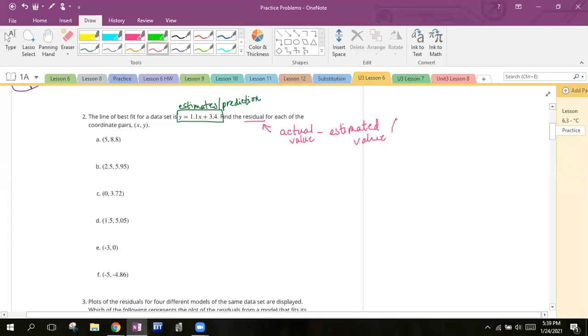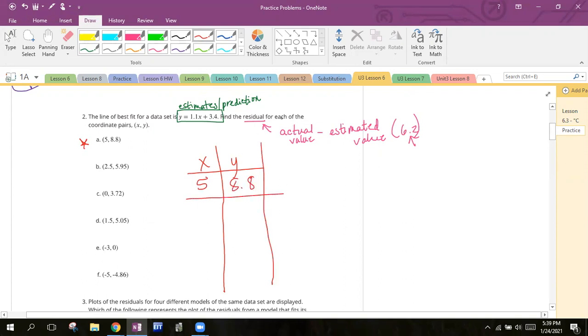So the best way that I would recommend solving this problem is to create a table just like we did in 6.2. Okay, now I don't remember what page that is, but you can look back and see what page 6.2 is, the one we did with the oranges. So I would suggest making a little table here, writing all your X values down, writing all your Y values down. Okay, so let's do A first. Our X value is 5 and our Y value is 8.8. Okay, so those are our actual values.